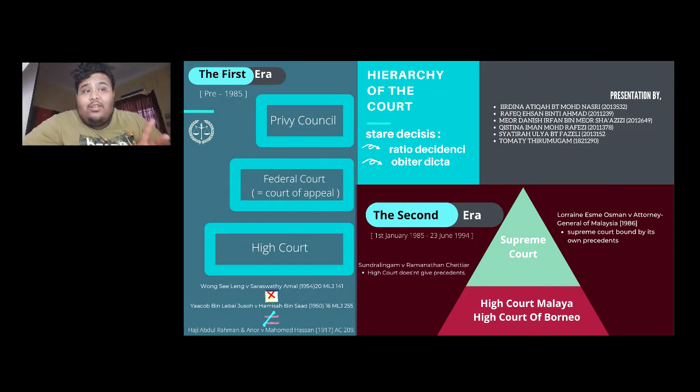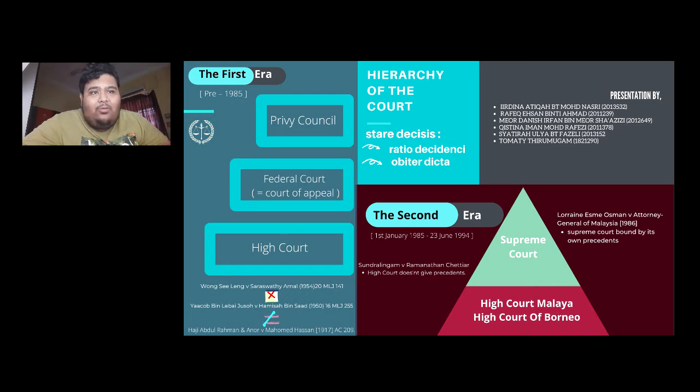Hence, it created two scenarios. The first one being that if the decision was taken in a Malaysian appeal, it will be binding on all Malaysian courts. The second scenario is where the decision was taken in an appeal from another common law country, and the law in question was similar to Malaysian law.